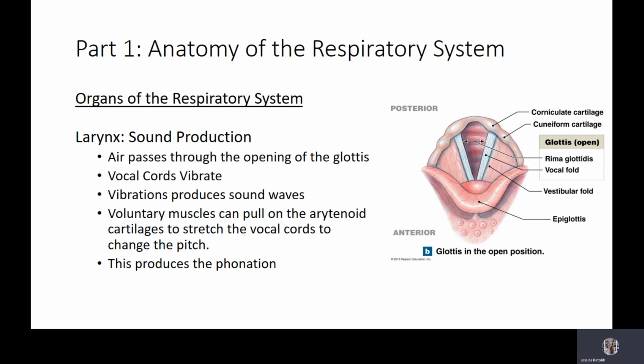So the vocal cords are going to vibrate, and if you stretch or relax the vocal cords, they can change the pitch. Males typically have longer vocal cords, and so this is why their voices are typically lower, while females typically have shorter vocal cords and creating a higher pitch. This is one example of sexual dimorphism that is found in humans. It's the pitch of the voice.